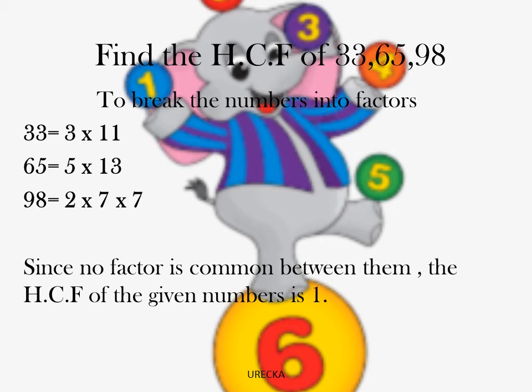Let's take one more example of 33, 65, and 98. If we break the numbers into their factors, 33 can be written as 3 times 11, 65 can be written as 5 times 13, and 98 can be written as 2 times 7 times 7. If you look at it, we have been taking all the prime factors for the previous examples as well as this example. Since no factor is common between them, the HCF of the given numbers is 1.